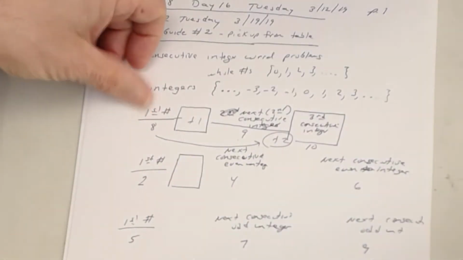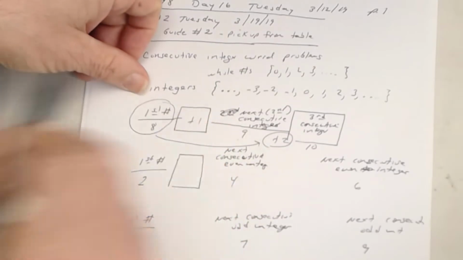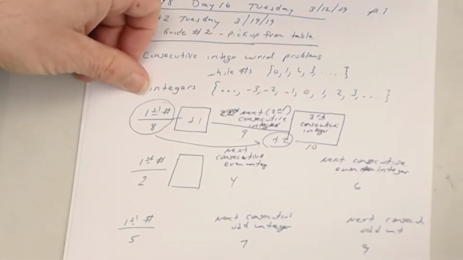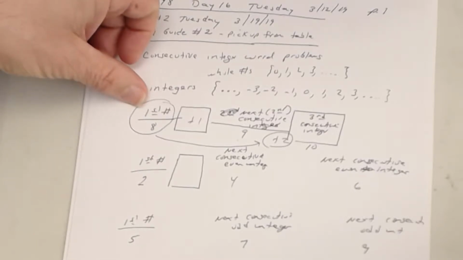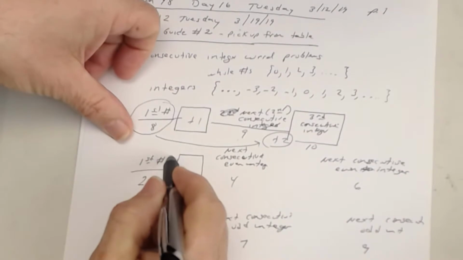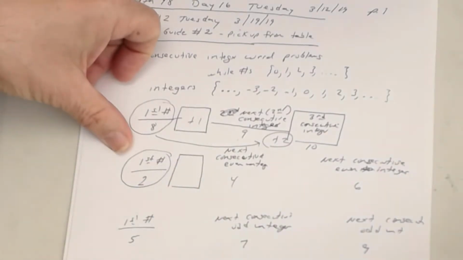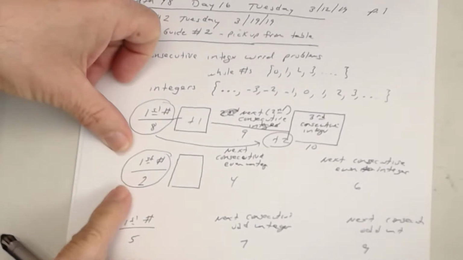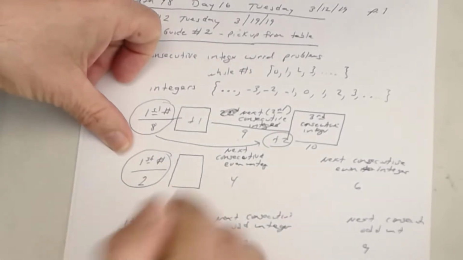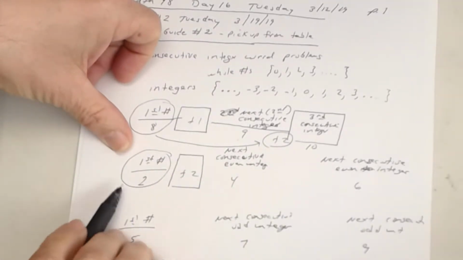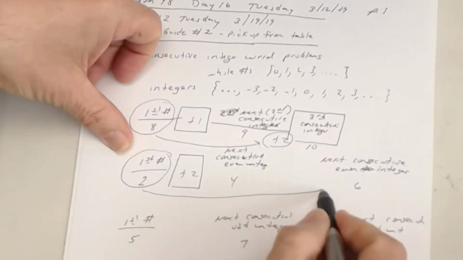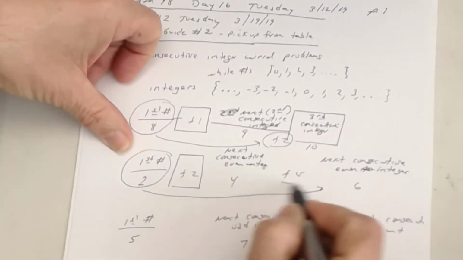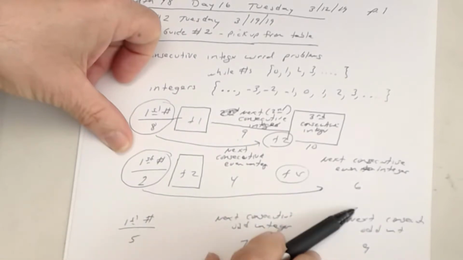All right, so I'm going to start with the first number. So when you look at the word problems, that's where you're going to deal with that first integer. And then what do we do to that first integer to get the next ones? So my first integer here is 2. If my first integer is 2, what do I need to add to that first integer to get 4? 2. What do I need to add to that first integer to get 6? 4. Okay? 2 plus 4 is 6.